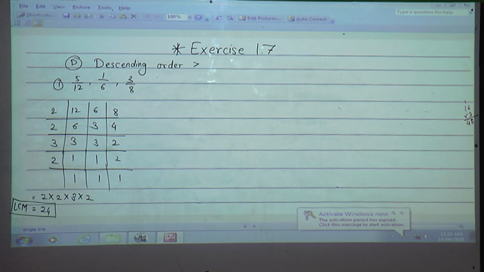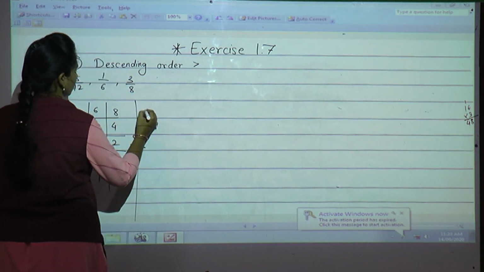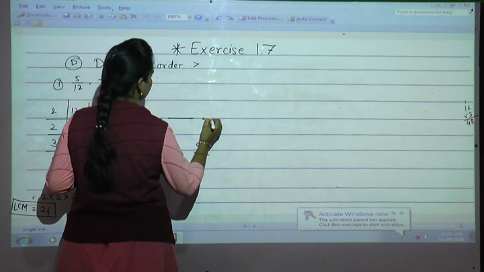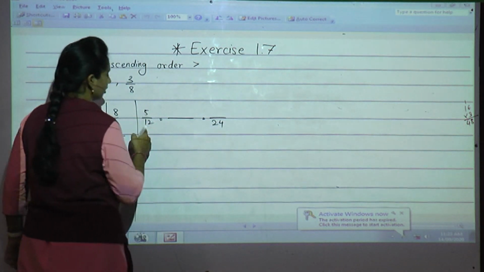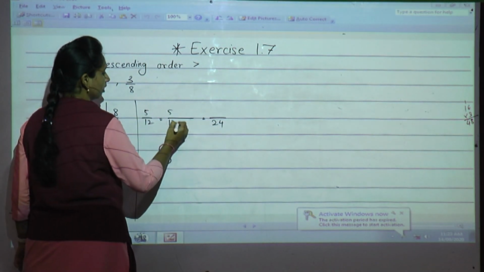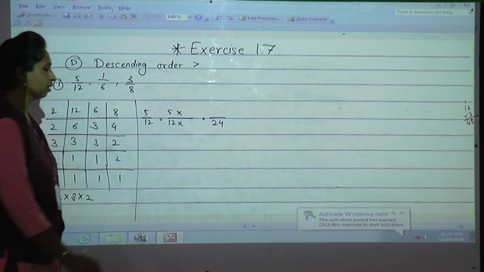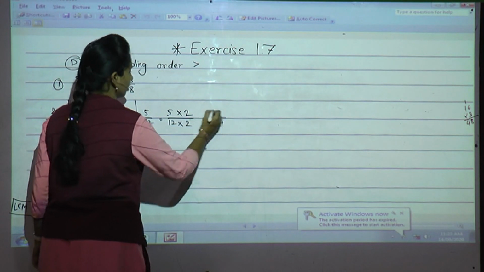Isn't it? LCM. Now we will do the multiplication. Now what is the LCM? It is 24. So write this 5 upon 12 also. Now 12 multiplied by what do we get 24? 12 2s are 24. So here also 2. 5 2s are 10.